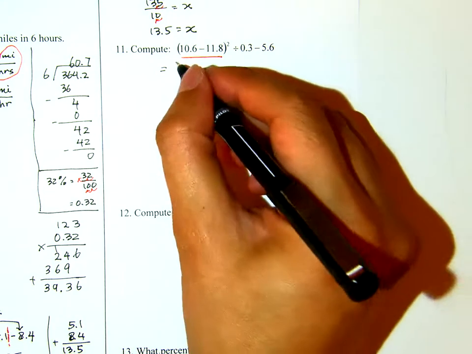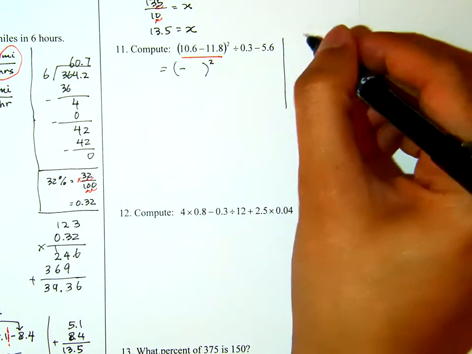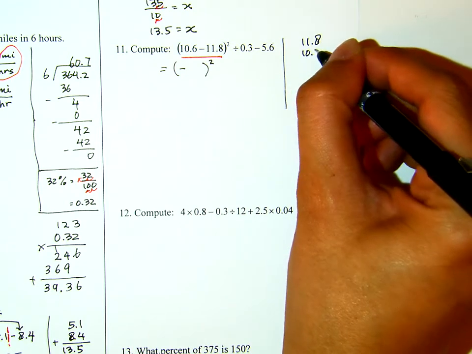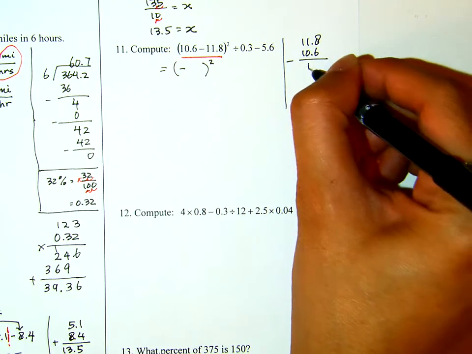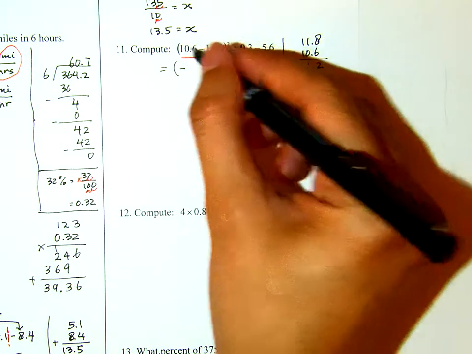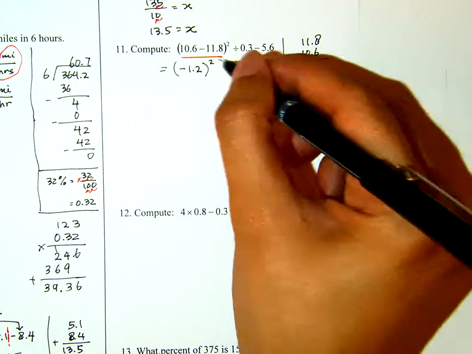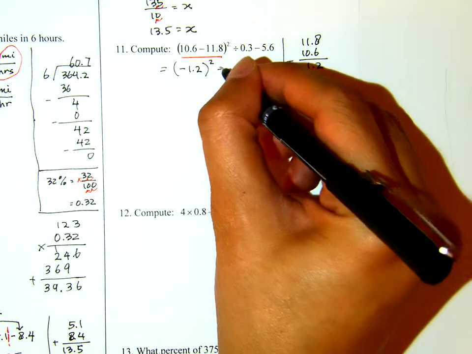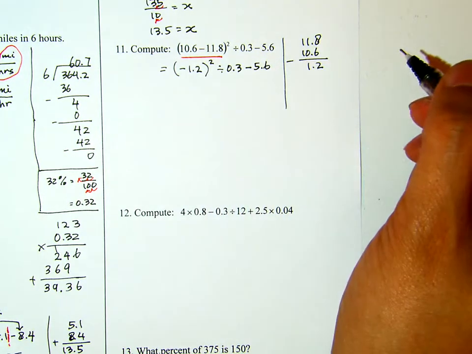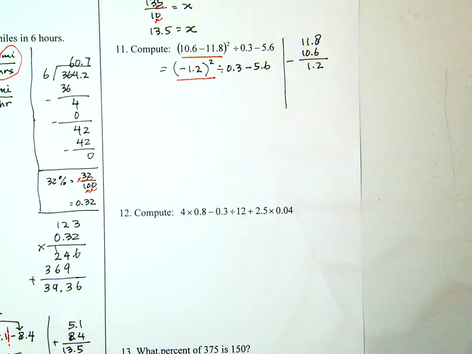Now we know that will be negative, right? It will be negative, and I will subtract 11.8 minus 10.6. That will be 1.2. So the difference in the grouping symbol will be negative 1.2. And then the rest, whatever I don't process, I copy that down. What I will do next is squaring this negative 1.2.